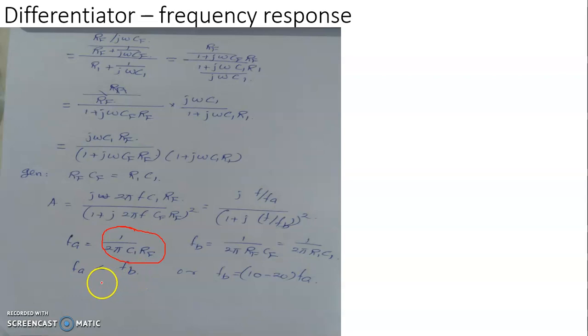Practically, what we do is that FB will be taken as 10 to 20 times greater than FA. So generally, FA will be smaller and FB will be 10 or 20 times, or even 100 times, larger than FA. Now you look into the equation for the gain of a practical differentiator. It has a zero, as this numerator term comes, and 2 poles in the denominator, as there is a square term in the denominator, such that the pole frequency is largely exceeding the frequency of the zero.